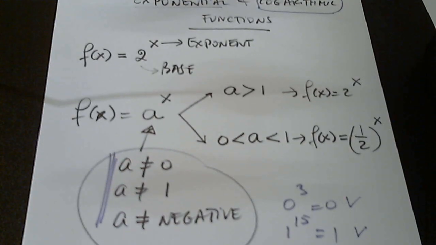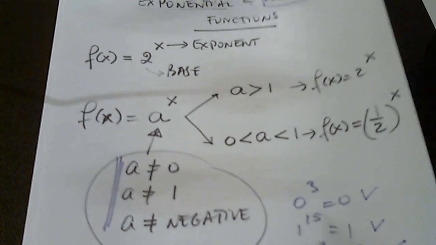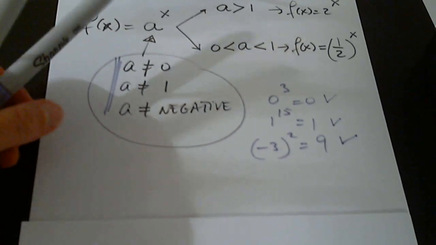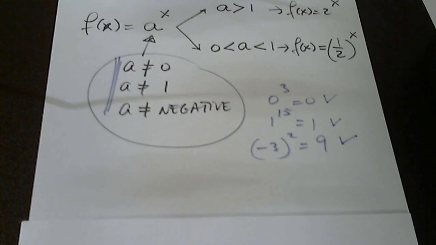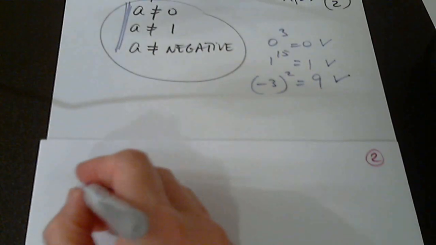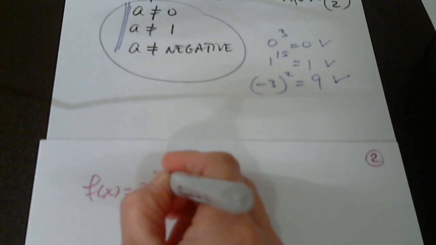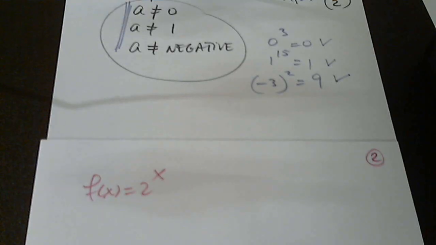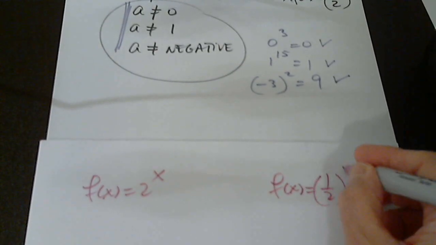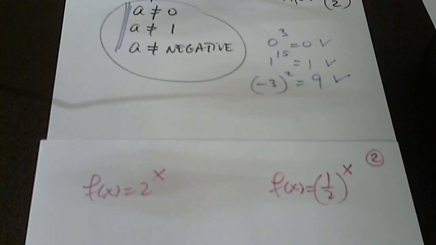Okay. Now, of course, there are two different shapes and there are two different graphs. So we're going to look at both shapes. So this is my page 2. We're going to look at f of x equals 2 to the x. That's a perfect example. And we're going to look at f of x equals 1/2 to the x power. Exactly what you came up with.